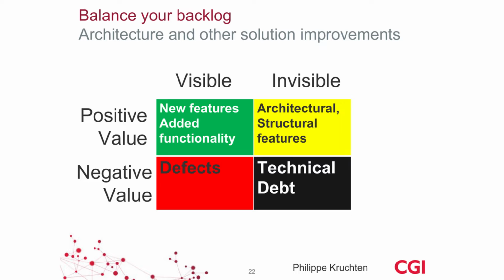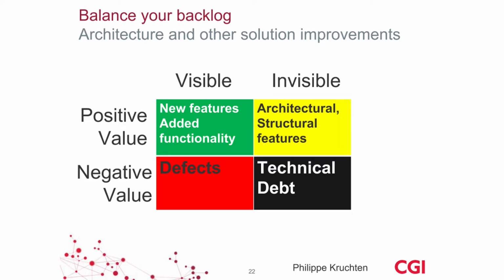And then he says there's also another way of dividing it up. There's positive value and negative value. And then we have the visible stories with positive value. This is the green ones. New features, added functionality, all the nice stuff for our users. The ones with negative value are the defects, very visible and need to be gotten rid of. And then on the invisible side, you have the under-the-hood improvements that have positive value by, for example, enabling more new features or enabling new features to be built more quickly.